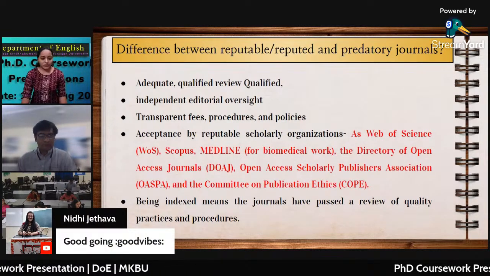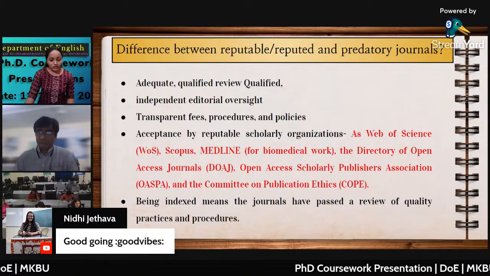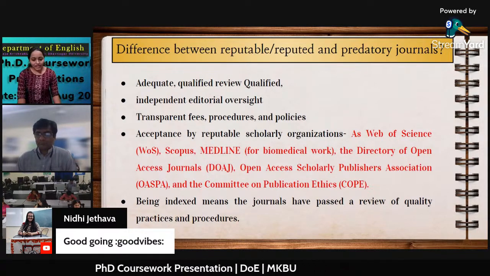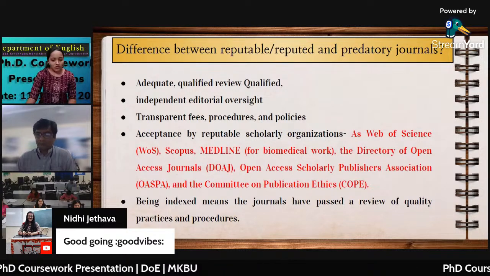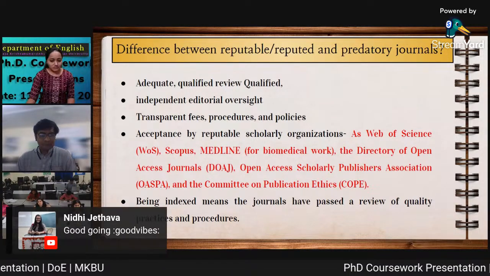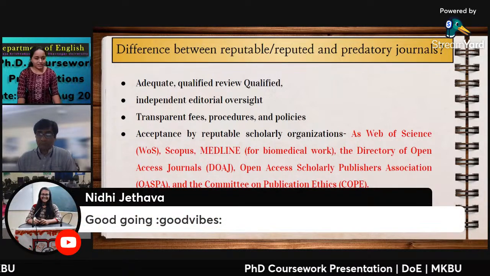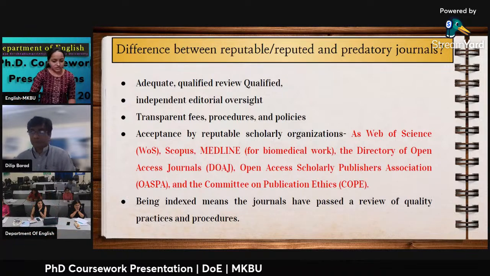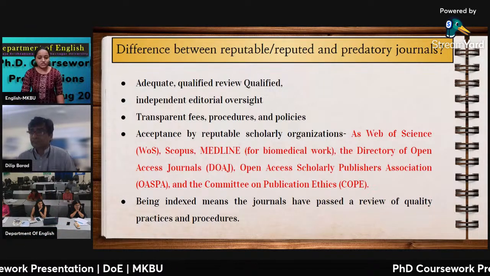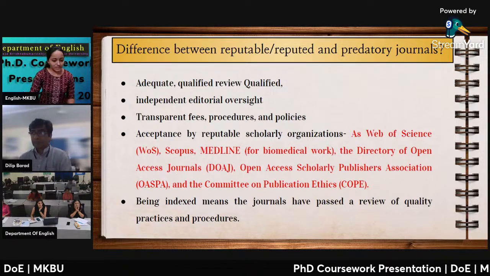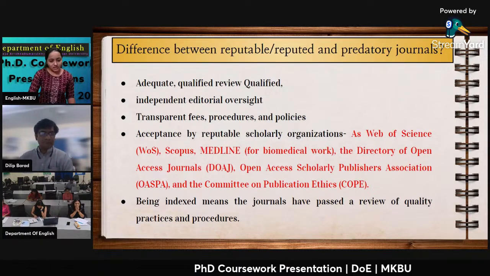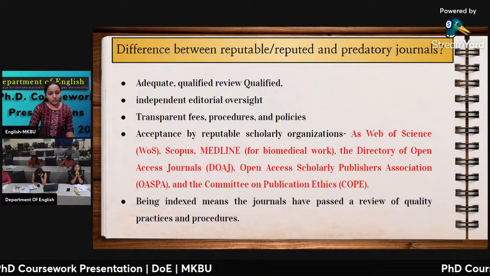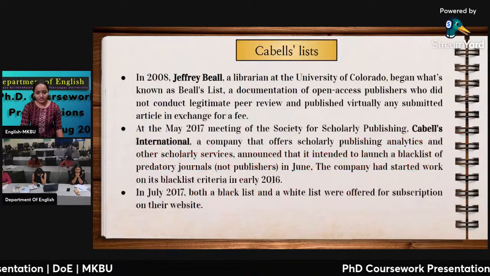Acceptance by reputable scholarly organizations like Web of Science, Scopus, Medline, Directory of Open Access Journals, Open Access Scholarly Publishers Association, and Committee on Publication Ethics. So all these organizations are taking care of these UGC CARE listed journals. Being indexed means the journals have passed a review of quality practices and procedures. So those journals that pass through this procedure are called reputable or reputed journals.